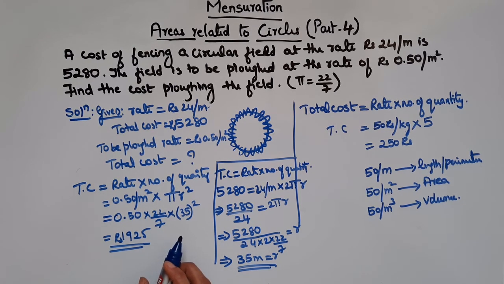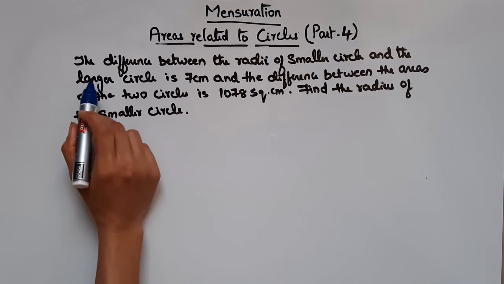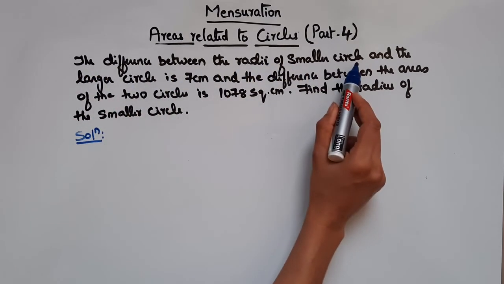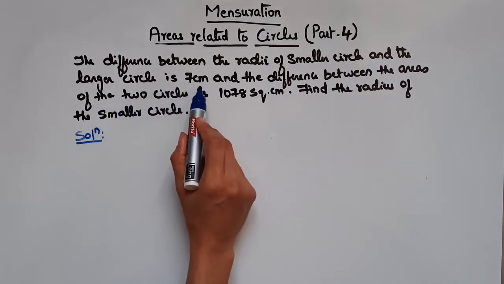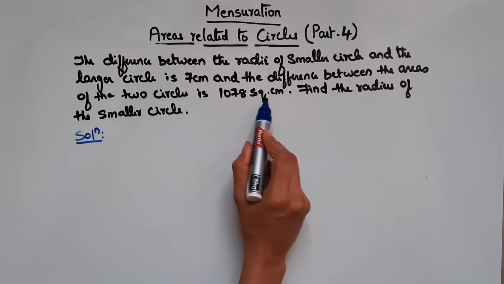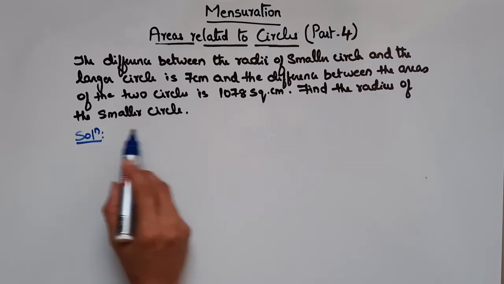Now let's see one more type of problem. So now let's see this last problem. Here it says the difference between the radii of the smaller circle and the larger circle is 7 cm and the difference between the areas of the two circles is 1078 square centimeter. Find the radius of the smaller circle.